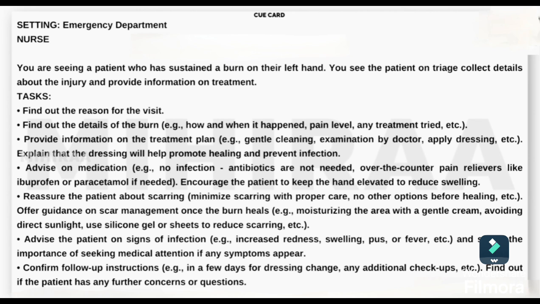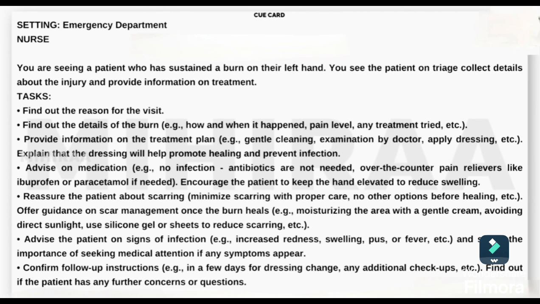You are seeing a patient who has sustained a burn on their left hand. You see the patient on triage. So you are in the triage, collecting the details about the injury and providing information on treatment. That means you can understand that this is a new patient. You don't know anything about the patient and you are going to collect complete details from the patient and give some information regarding the management.